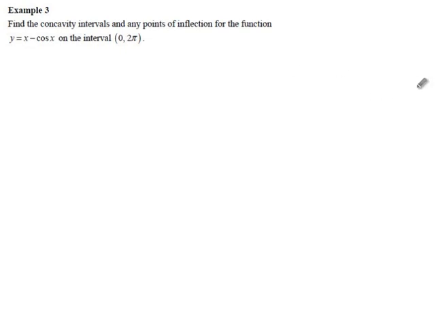Okay, concavity intervals, points of inflection. As you know by now, this is all about the second derivative. Where is it positive? Where is it negative? Where is it zero? So, let's get a second derivative.